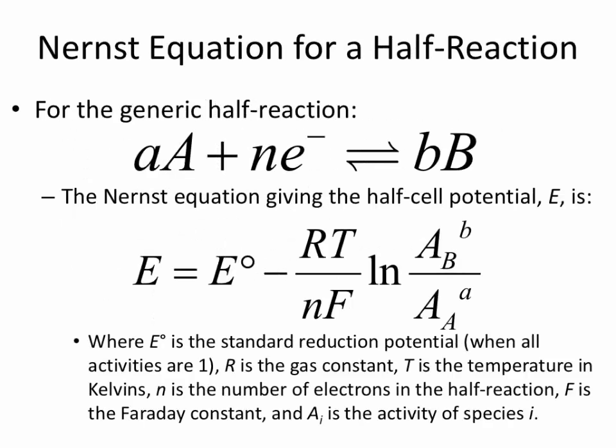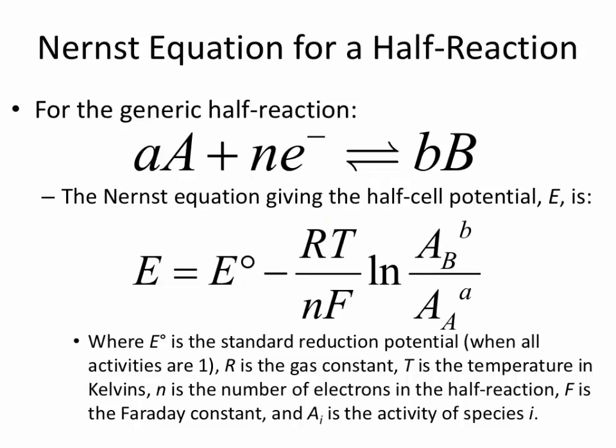So what does it look like? Well, for the generic half reaction given here, where we have a moles of A reactant plus n electrons, reacting to give us b moles of B, our product, the Nernst equation gives the half-cell potential, which we symbolize with a capital E, shown here, where again this E0 is our standard reduction potential when all the activities are 1.